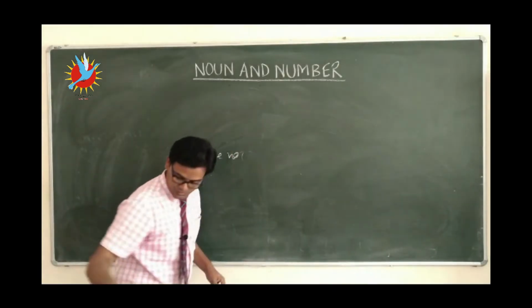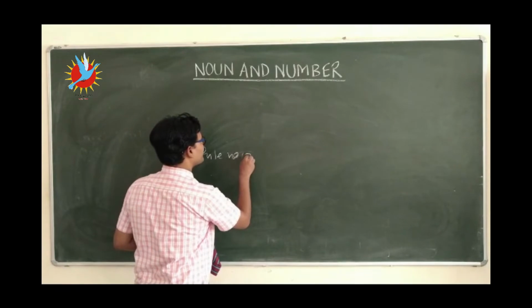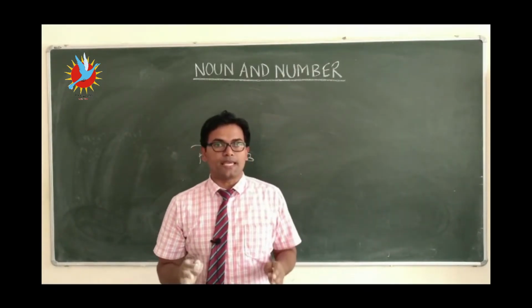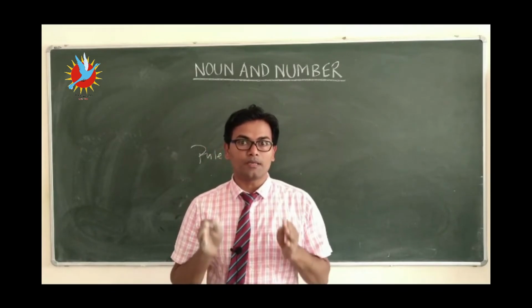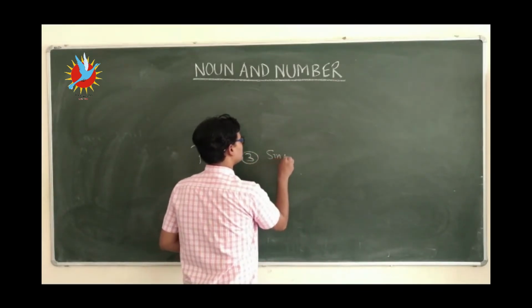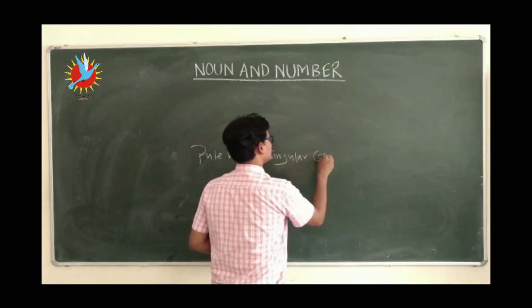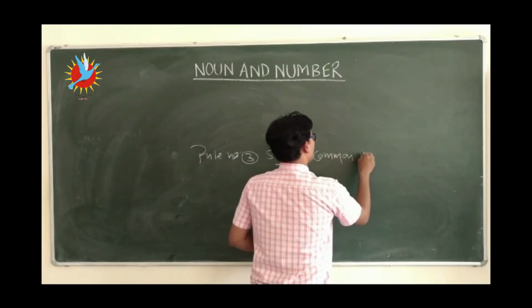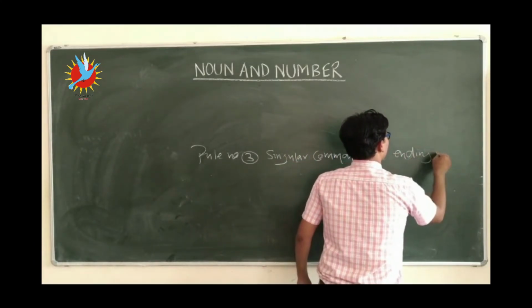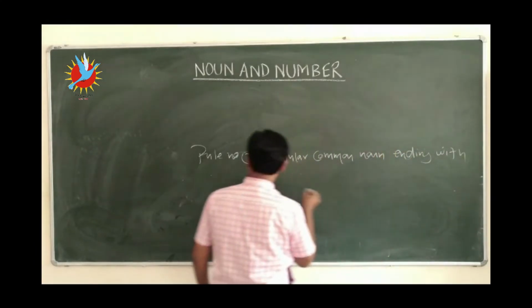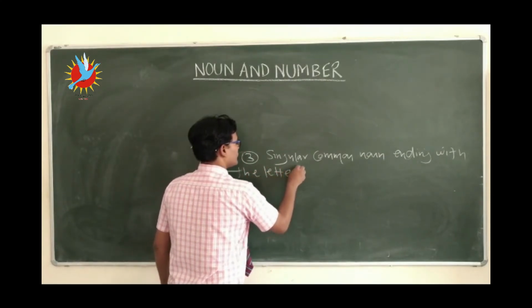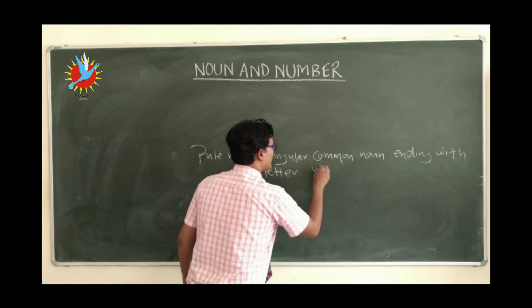And now rule number 3. Let's see what it says. Listen carefully. If we have singular common nouns ending with the letter y.